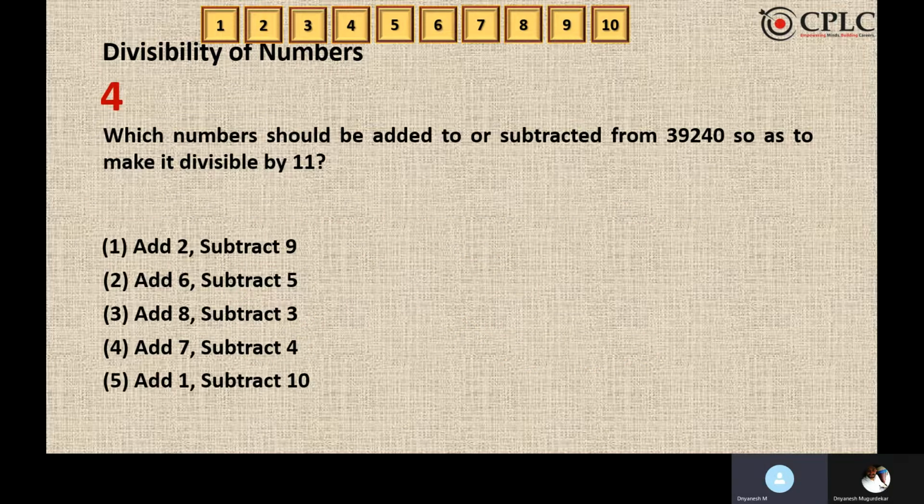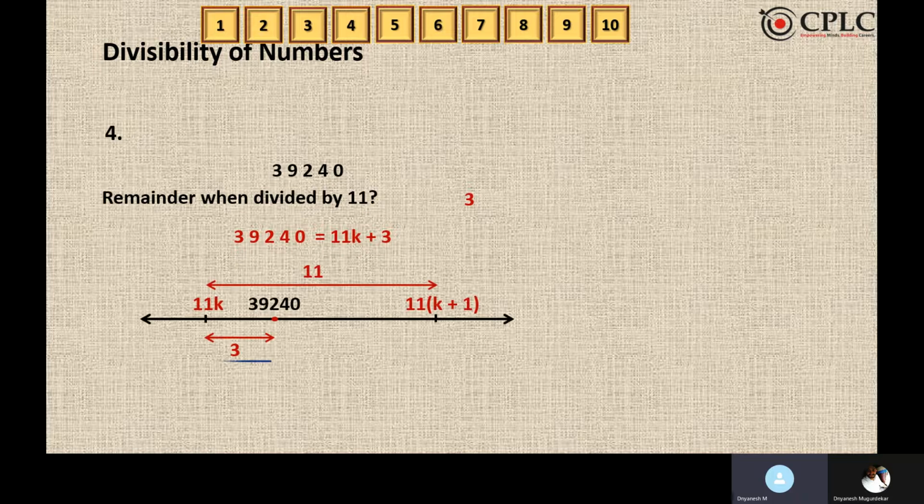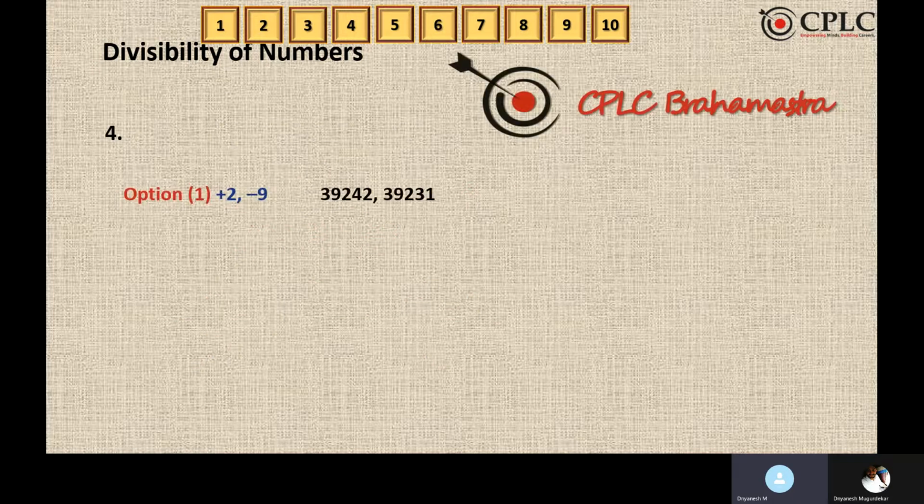The fourth one: which numbers should be added or subtracted from 39240 so as to make it divisible by 11? So go by options. That's the best solution available. When you add 2 and when you subtract 9 from 39240, when you add 2, the number will be 39242. So check whether 39242 is divisible by 11 or not. When you subtract 9, you get 39231. So check whether 39231 is divisible by 11 or not. So the really best way for solving this is to go by options.